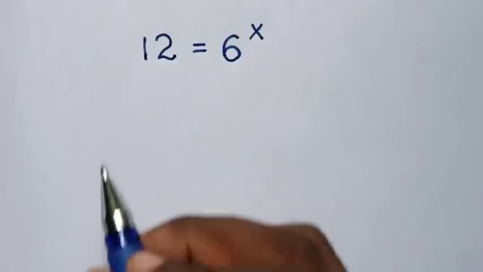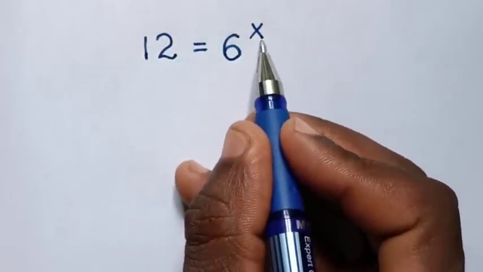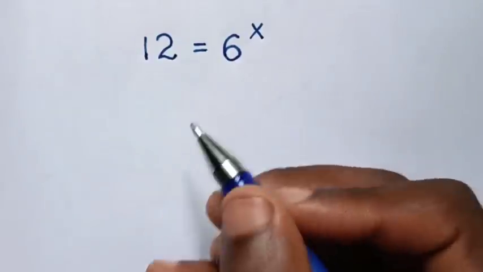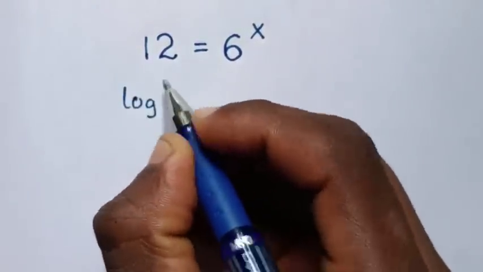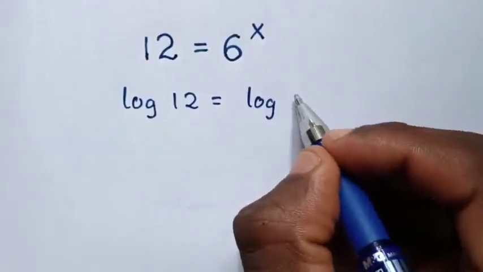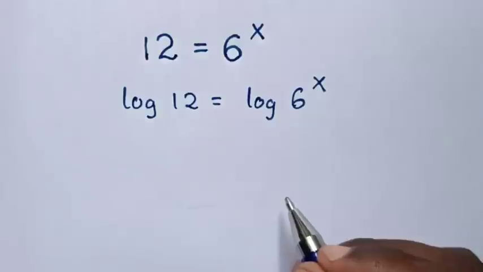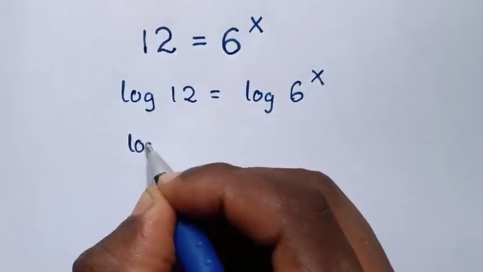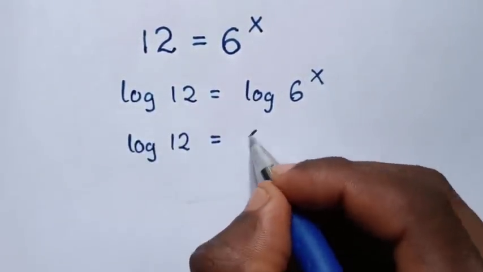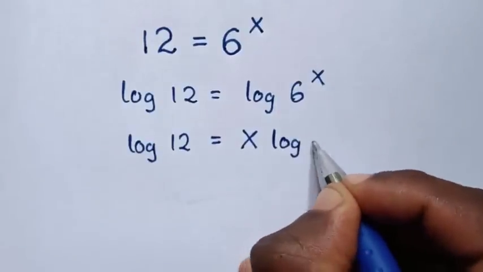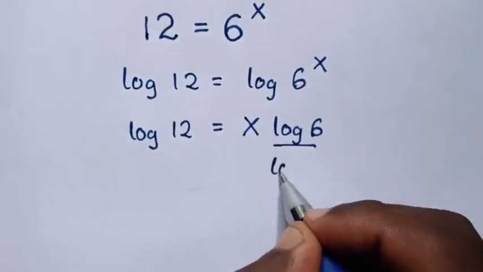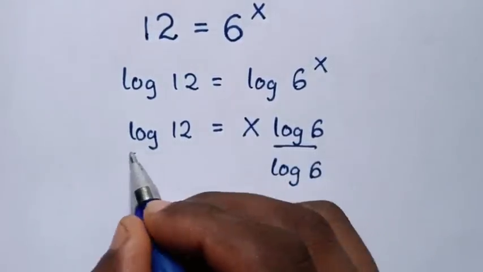Hello, how to solve 12 is equal to 6 power x, to find the value of x from this equation. So first we apply log on both sides. So it will be log of 12 is equal to log of 6 power x. Then in the next step, it will be log of 12 is equal to, this power of x will move to the base, so it will be x log of 6. Then to find the value of x, we'll divide by log of 6 on both sides.